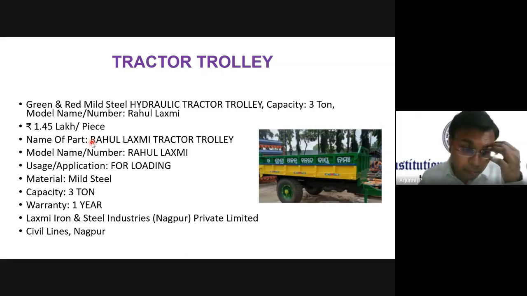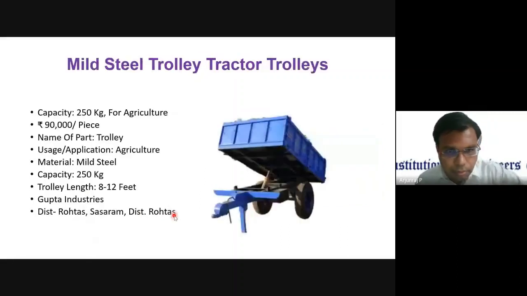It comes around 1.45 lakh per piece, and the manufacturer name is Rahul Lakshmi Tractor Trolley. It's used for loading application, and they also give the warranty of up to 1 year. They made steel trolley tractor trolleys, and it's not only for agriculture, even for the roads and construction purpose, for PWD, even for some other activities also we can use.